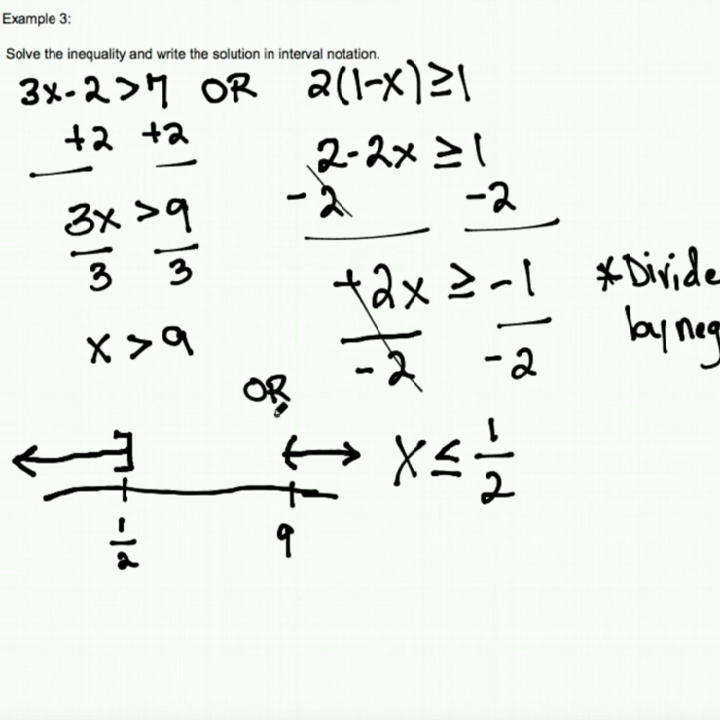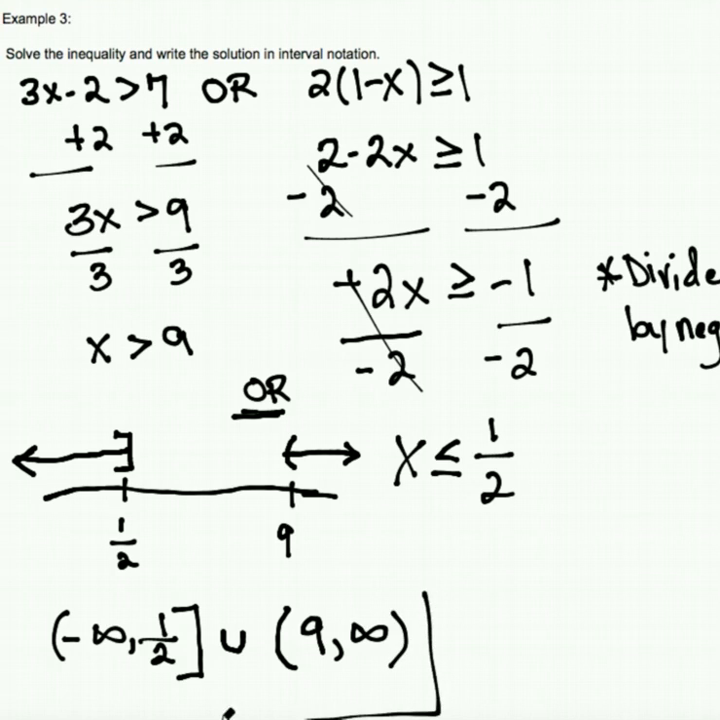Okay, and an or is the union. It's both of those pieces. And here's how we write that. So let's look at how we would write this first piece. Everything less than 1/2 would be from negative infinity to 1/2 with a bracket. And then we use a little u for union, meaning or x could be greater than or equal to 1/2. And we write that as parenthesis 9 to infinity. Okay, that is my solution to this compound inequality.